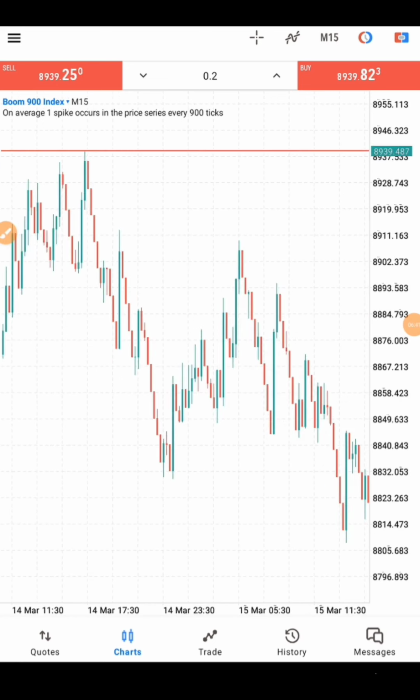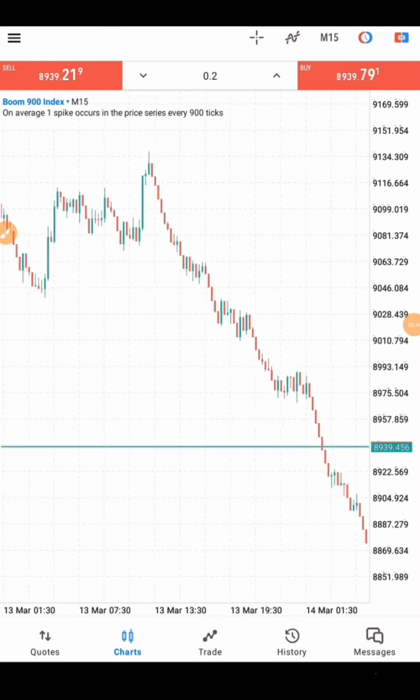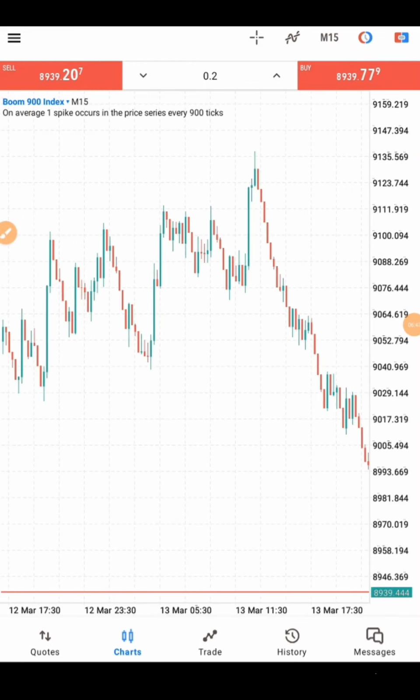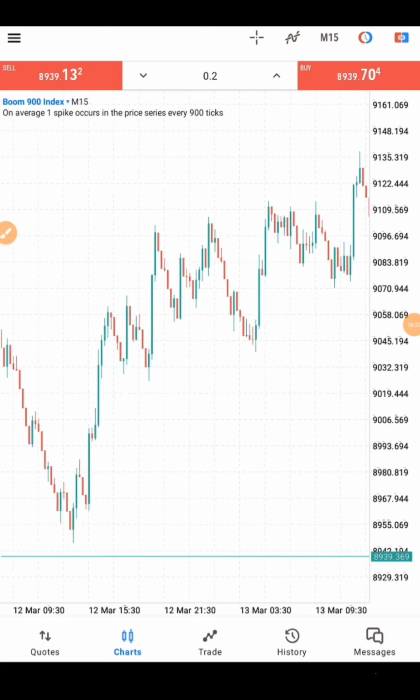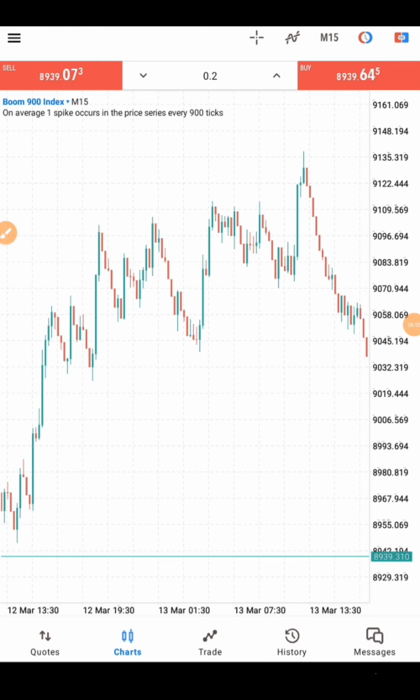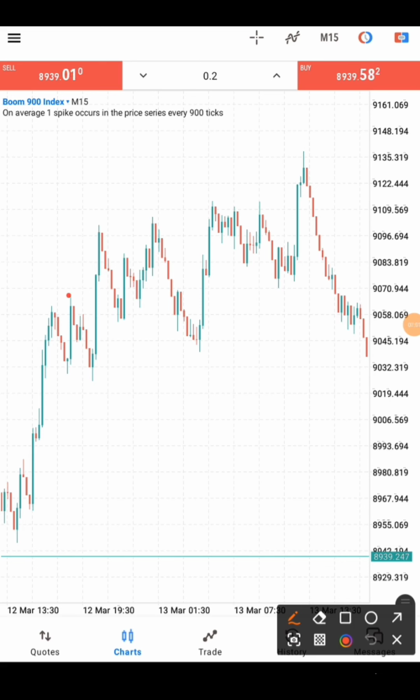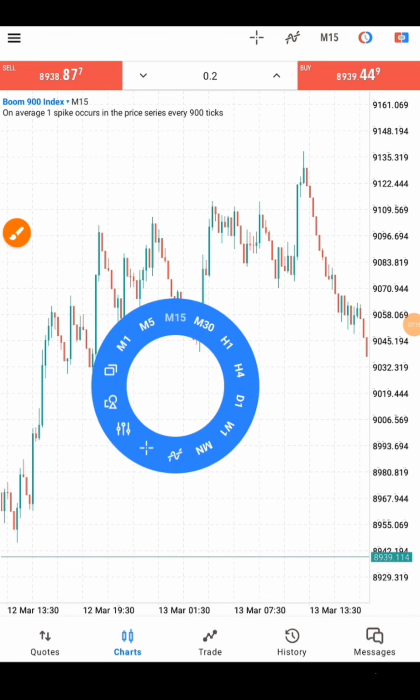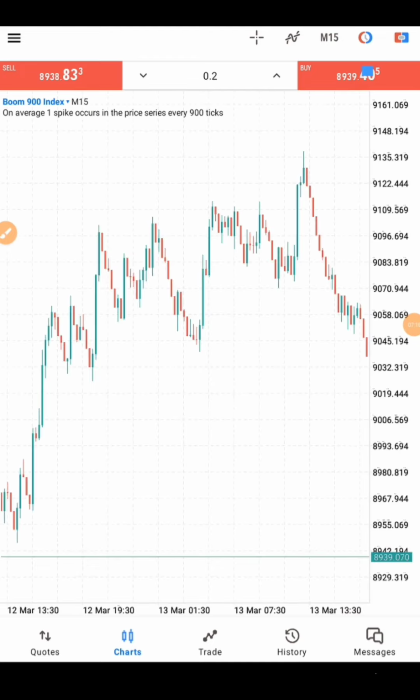I think I have one entry around this level. Alright, this is another one here. A spike happened, you understand? A spike happened, it broke the initial structure, and this was the last candle. Let me do that in a proper way. Let me use the tools here. So this was the last candle.